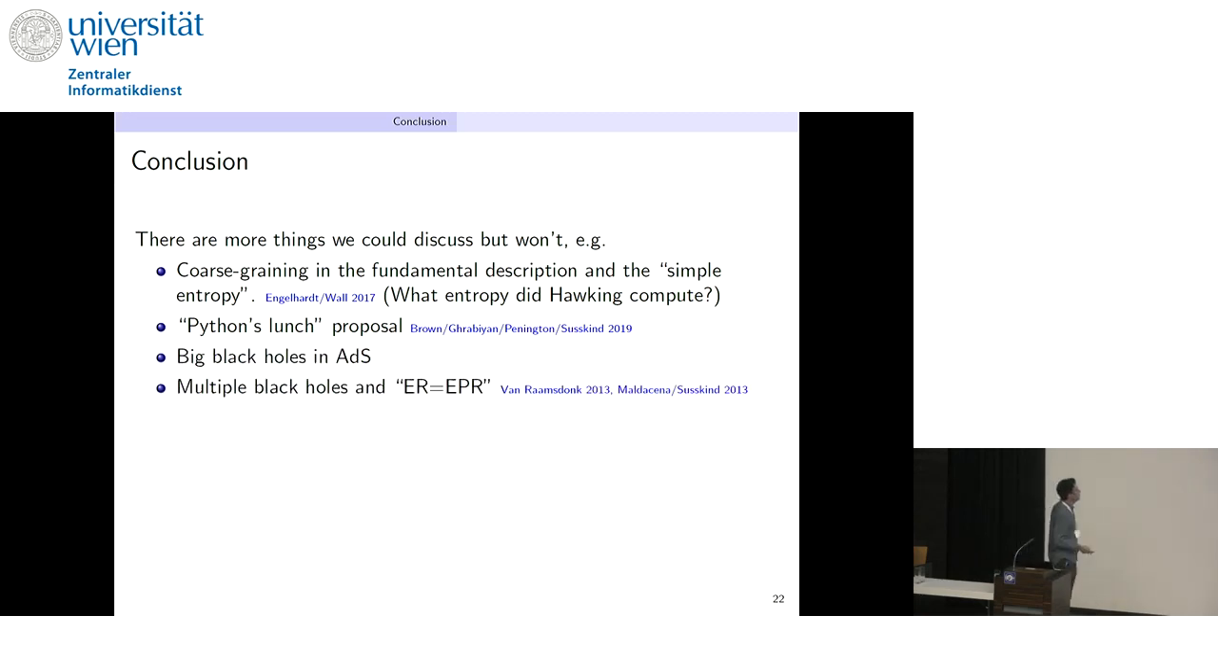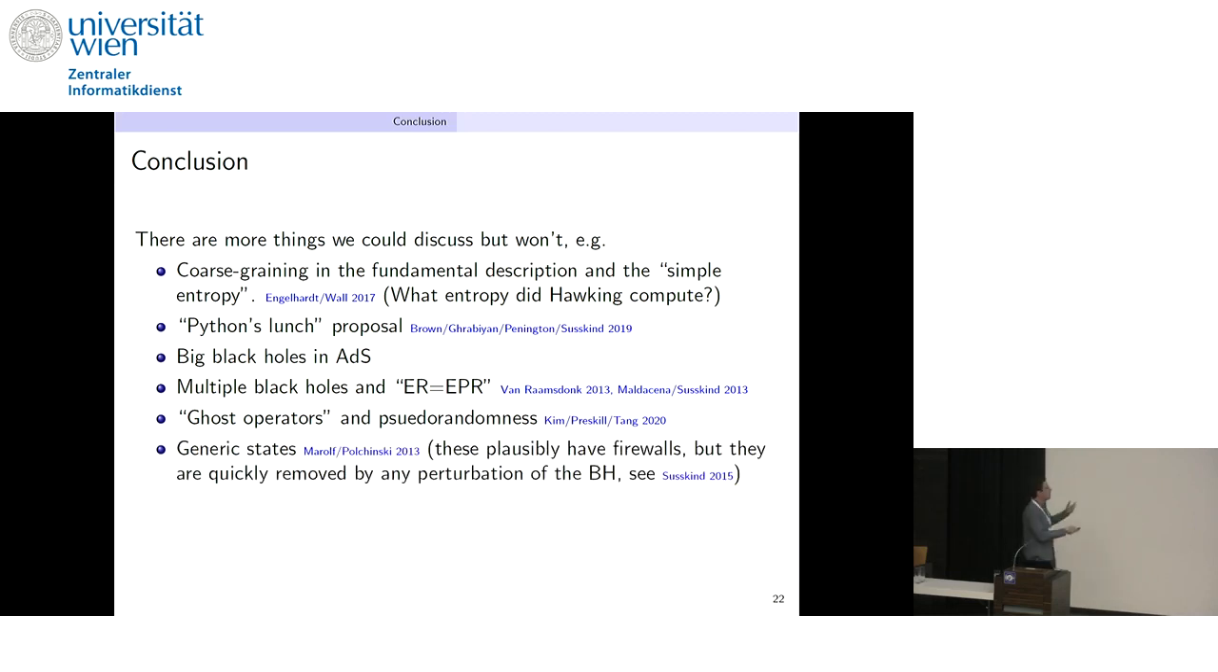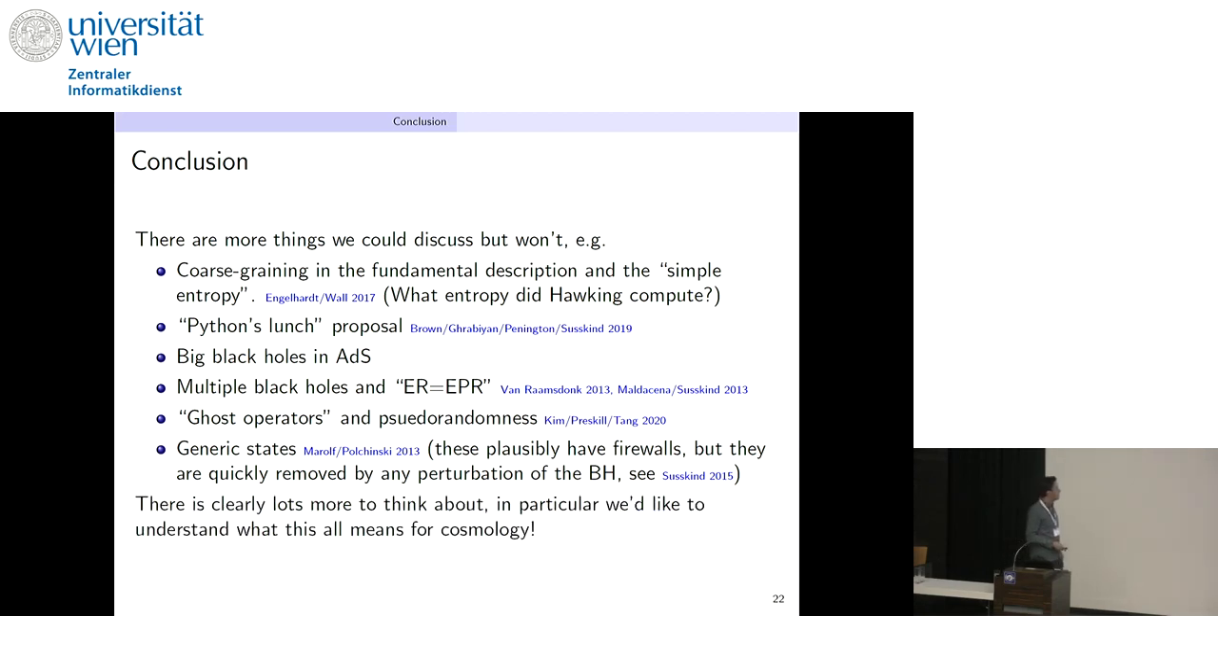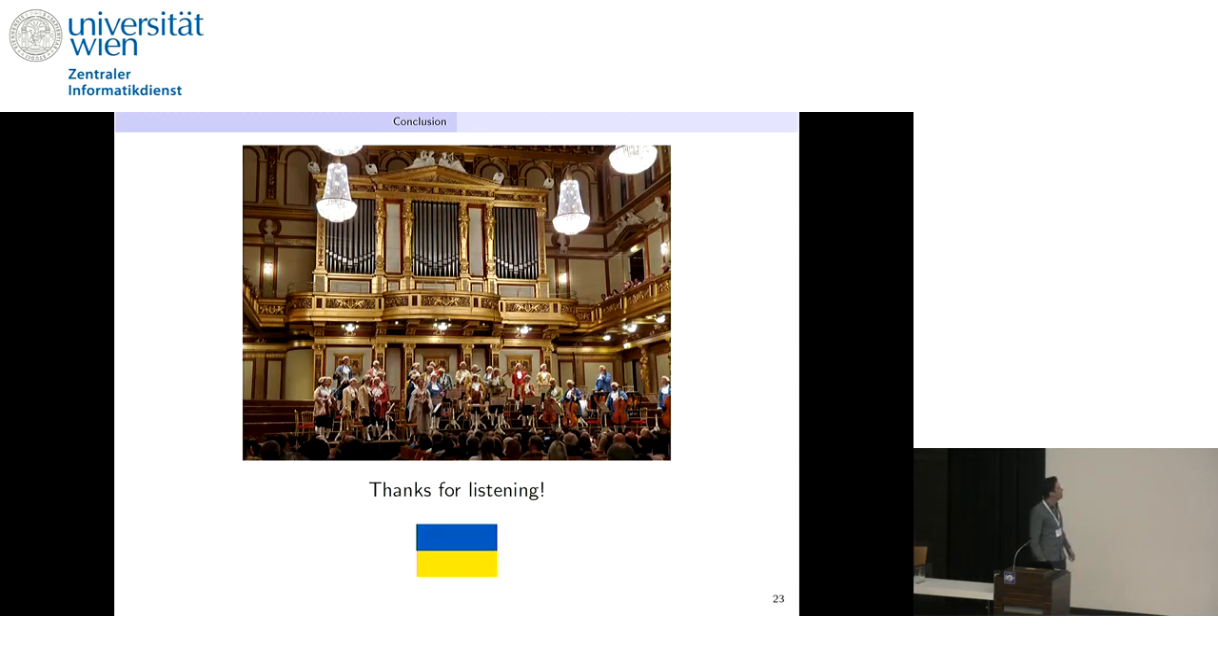Talk about big black holes in AdS, multiple black holes, ER equals EPR, ghost operators, and pseudo-randomness. Generic states, as far as we can tell, still plausibly have firewalls. We haven't gotten rid of that for generic states, but we're consistent with this observation of Lenny that if they do have firewalls, they're quickly removed by almost any perturbation. So there's a lot more to think about. What does it mean for cosmology? But I'm certainly out of time, so I'll stop. Thank you for listening.